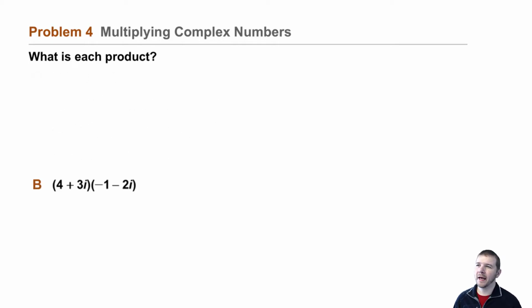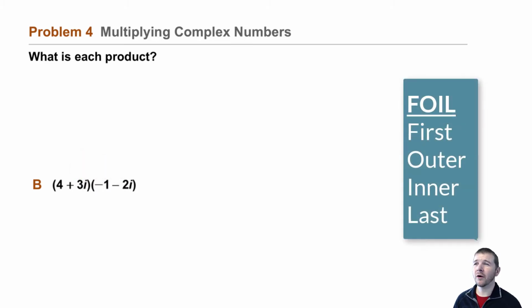Part B. How about the complex number 4 plus 3i times the complex number negative 1 minus 2i? Well, we'll multiply. We can think about distributing the real part from the first complex number, 4, to both the real and imaginary part of the second complex number, negative 1 minus 2i, and then distributing the imaginary number part, 3i, to both the real part and imaginary part on the right. Or we can use FOIL, as we've seen before, multiplying binomials.